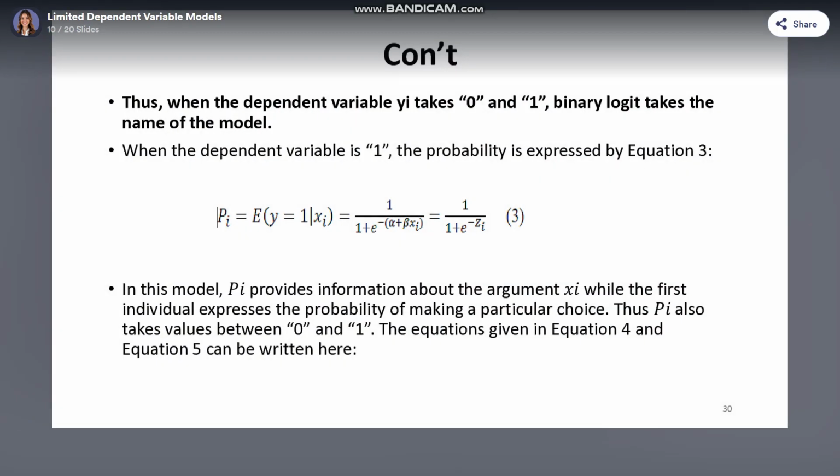Specifically, the binary logit model expresses the probability of the outcome being 1 using a logistic function. This probability depends on the explanatory variables through a formula that ensures the predicted probabilities stay between 0 and 1. This is crucial because probabilities outside this range wouldn't make sense.